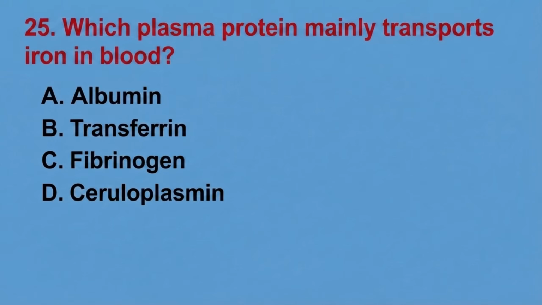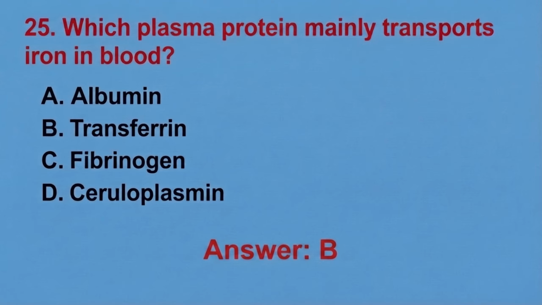All right, so the correct answer is B, transferrin. Transferrin is the principal iron transport protein in blood plasma. It binds ferric iron and safely delivers it to tissues, especially the bone marrow, where iron is used for hemoglobin synthesis. Then why are the other options wrong?